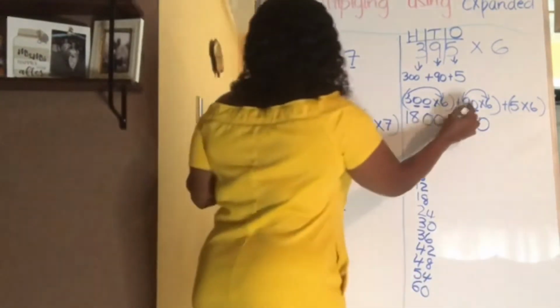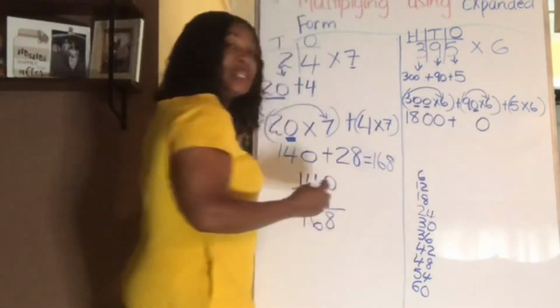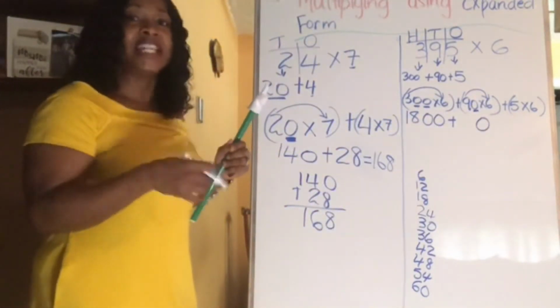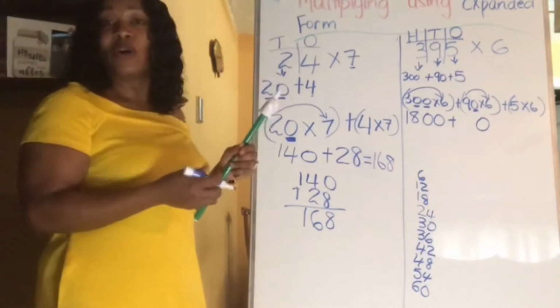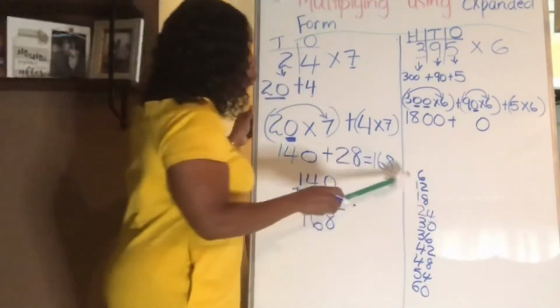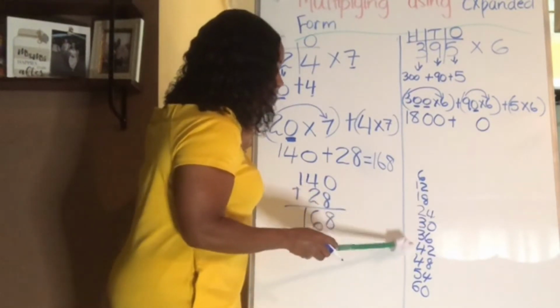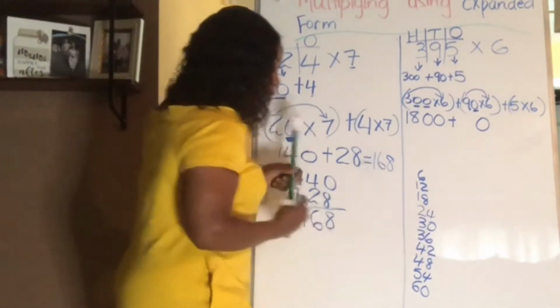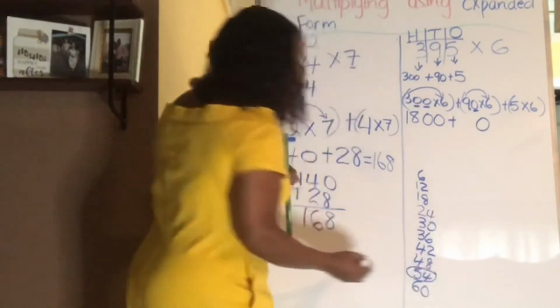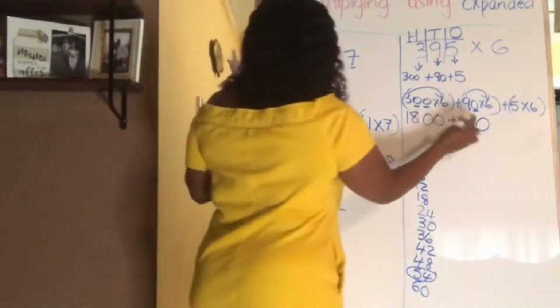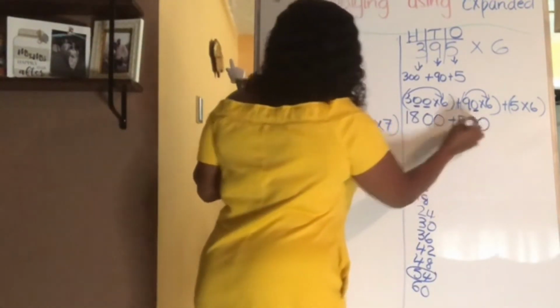Now we need 9 times 6, so we only need to go 9 times. Let us see if we got to 9 yet or if we already passed 9. 1, 2, 3, 4, 5, 6, 7, 8, 9. So we already passed 9. We needed to get to 54. So 9 times 6, that's 54.